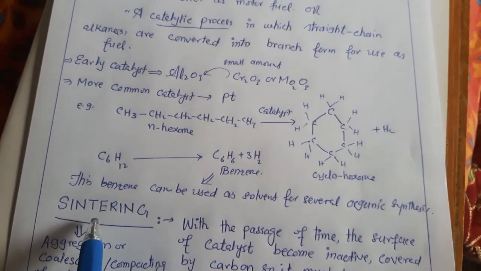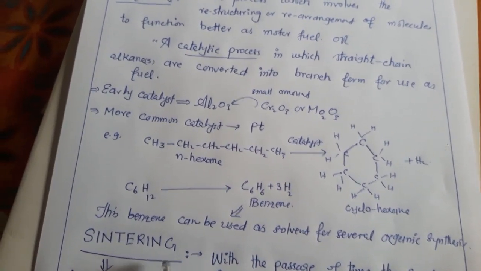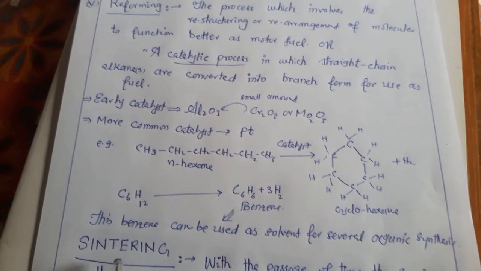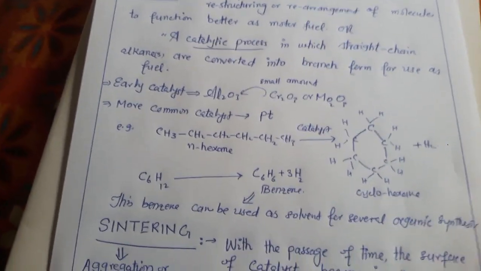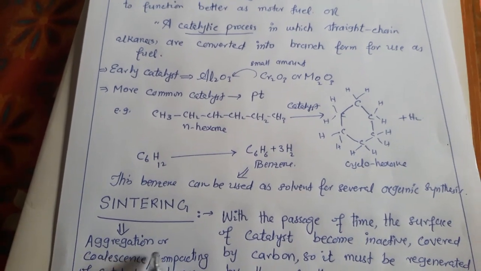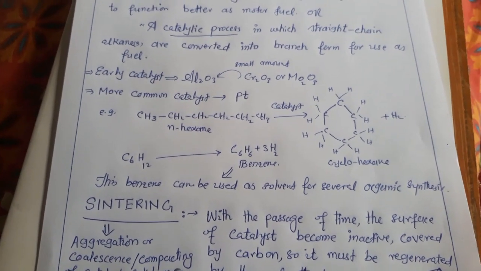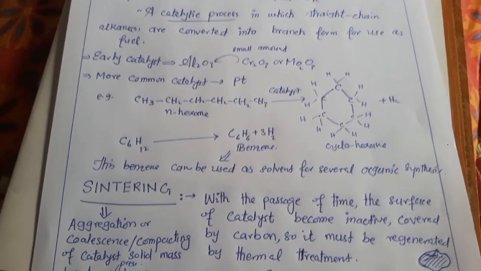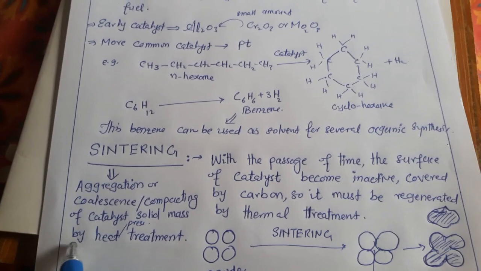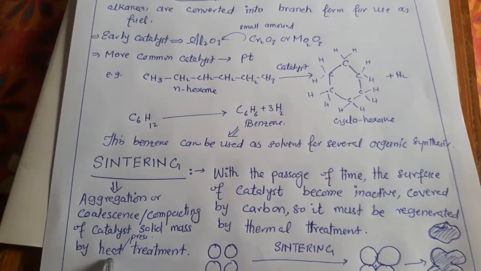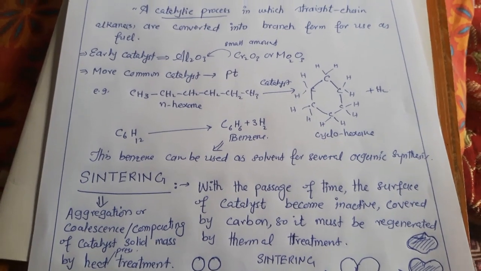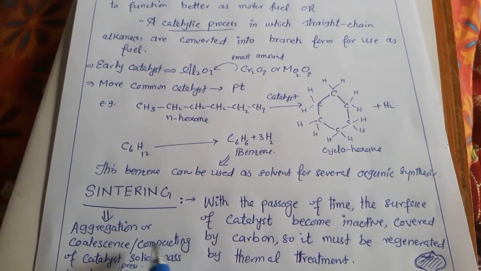Similarly, I would like to explain a topic that is related to solid catalysts, that is sintering. So what is sintering? Sintering is the aggregation or coalescence or compacting of a catalyst as a solid mass by heat or pressure treatment. Either with the application of heat or pressure treatment, the catalyst is converted into a solid spherical mass.